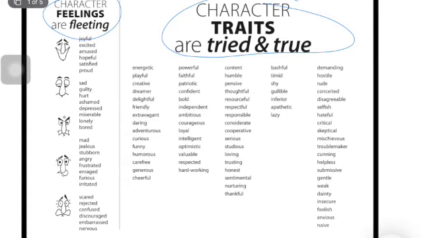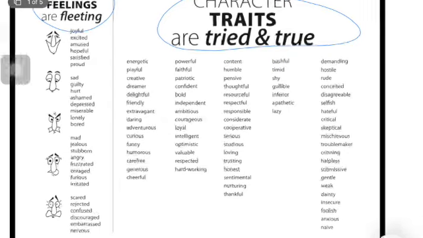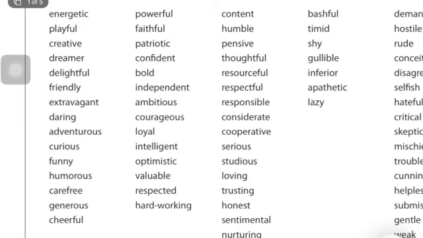Traits, however, are tried and true. That means that they are an integral part of who you are. An integral part, and when I say integral, I mean an important part of who you are. So, let me look at the list here. What's a good word? Loyal. If I am loyal, that's not something that's going away. I'm loyal to my classroom. I'm loyal to my family. I'm loyal to my friends. That's not something that goes away. It's a part of who I am, and it follows me in all parts of my life.